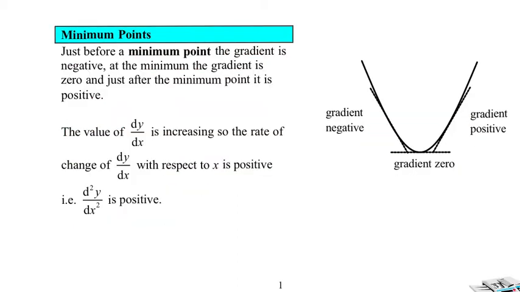Now let's take a closer look at minimum points. Just before the minimum point, the gradient is negative. At the minimum, the gradient is 0, and just after the minimum point, it is positive. The value of dy/dx is increasing, so the rate of change of dy/dx with respect to x is positive, i.e. the second derivative is positive.